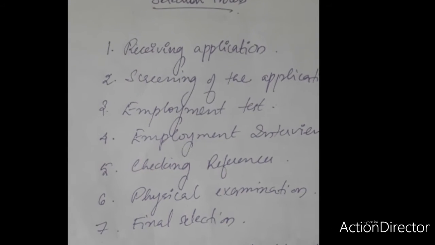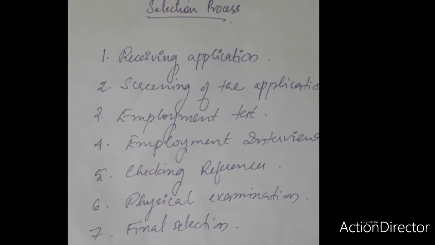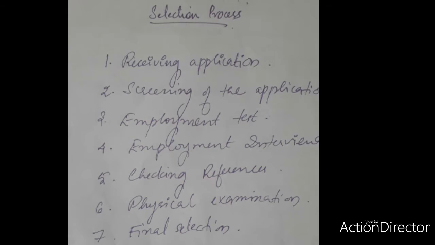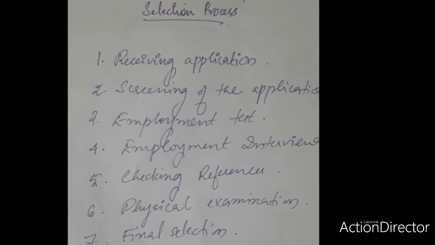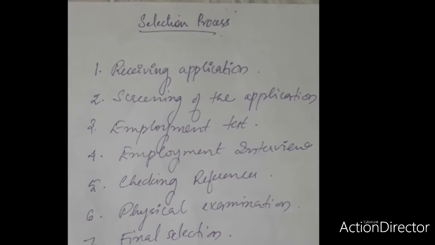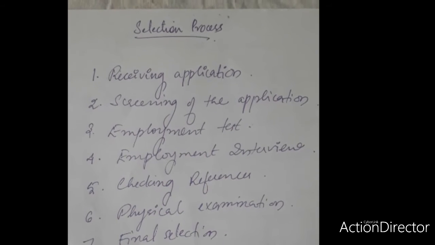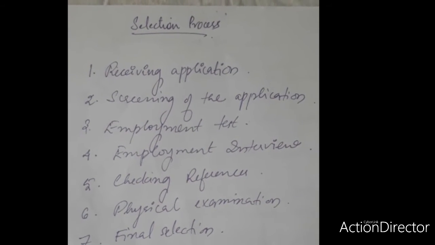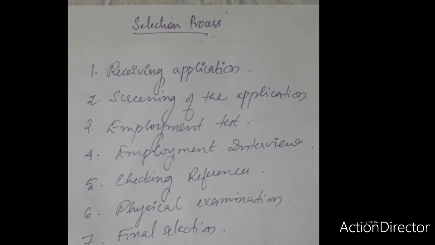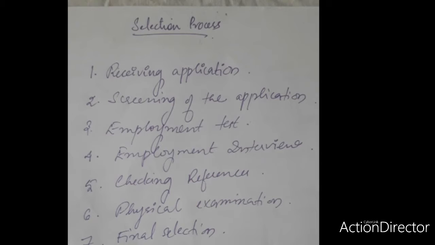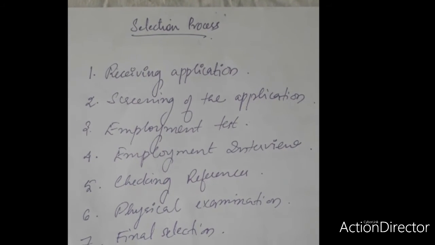The 6th question is, list the steps of selecting engineers in a production firm. For any selection in any firm, you have a common procedure of selection process. First, receiving application. Secondly, screening of the application. Thirdly, employment test. Fourth, employment interview. Fifth, checking references. Sixth, physical examination. And finally, the final selection test.